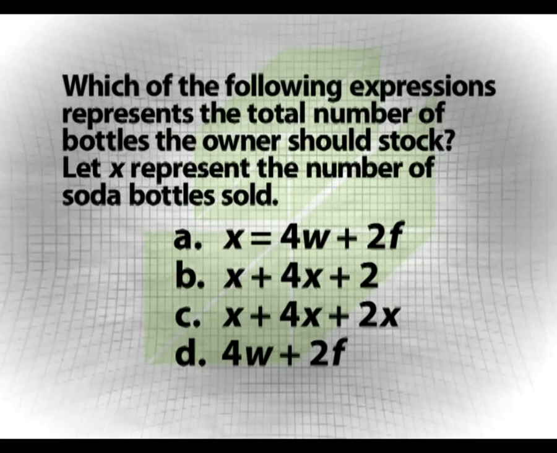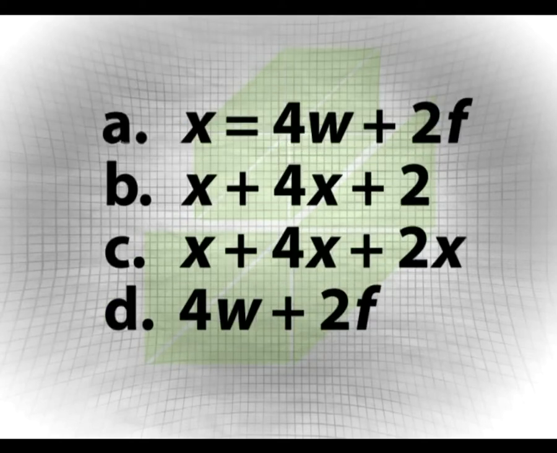To find our answer, we can start by looking for the choices we can eliminate easily. Right away, we can see that choice A is out because it's an equation. Our question is asking for an expression representing the total number of bottles the owner should stock. And algebraic expressions don't have equal signs. And we know it's not D either. Why? The letters in this expression are being used as labels, not variables.